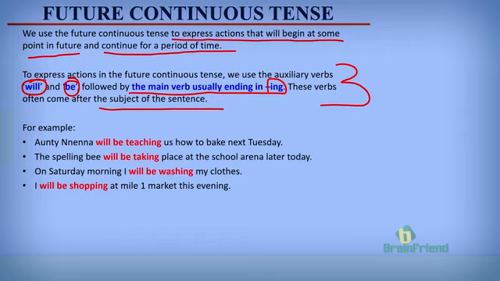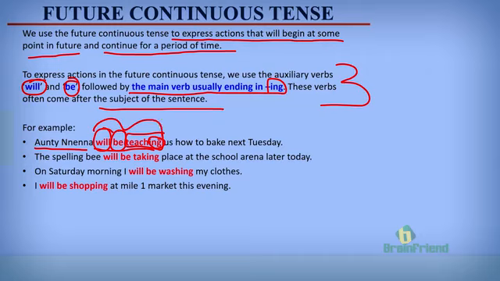Let's look at some examples. Auntie Nena will be teaching us how to bake next Tuesday. We did say that to form the future continuous tense, we have the auxiliary verbs will and be before the main verb, which usually ends in ing. So here we have teaching. Auntie Nena will be teaching us how to bake next Tuesday. And of course, the subject of the sentence comes first before these verbs.